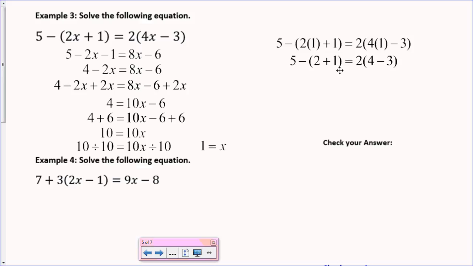So I have 5 minus 2 plus 1 equals 2 times 4 minus 3. I'm going to do the group symbols next. So I have 5 minus 1 equals 5 minus 3 equals 2 times 1. Now I'm going to go ahead and do the multiplication. 2 times 1 gives me 2. Now I can go ahead and do the 5 minus 3, which gives me 2. So 2 equals 2, which is a true statement.